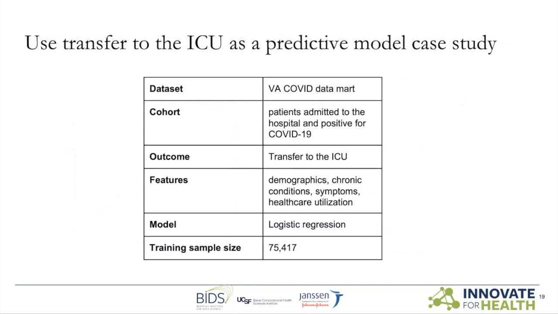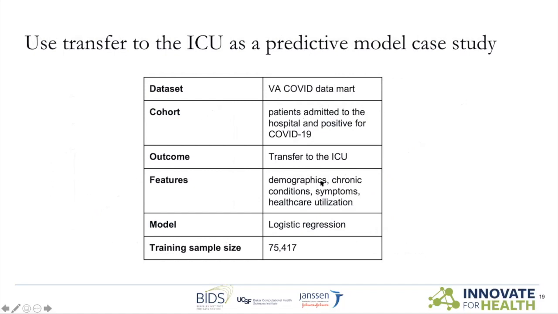So in order to go into our augmentation and training a predictive model, quantitative assessments, we'll use the transfer to the ICU as a predictive model case study. Here, we train a real model with the VA COVID data mart, where our actual cohort, a subset of patients, are those that are admitted to the hospital and positive for a COVID-19 test, and veterans. Actually, we limited this to veterans only.